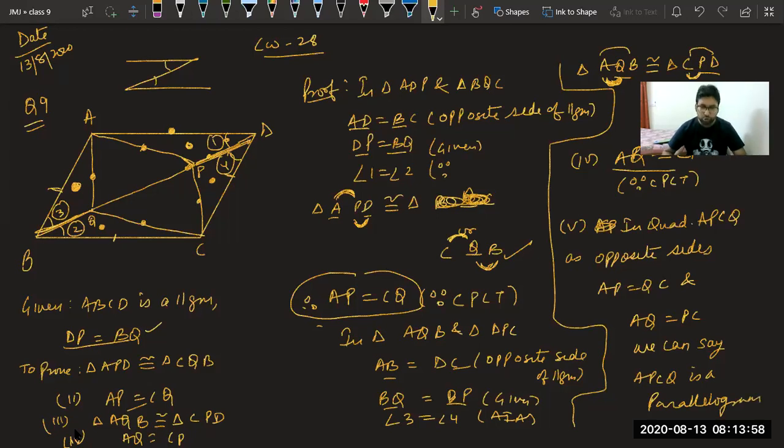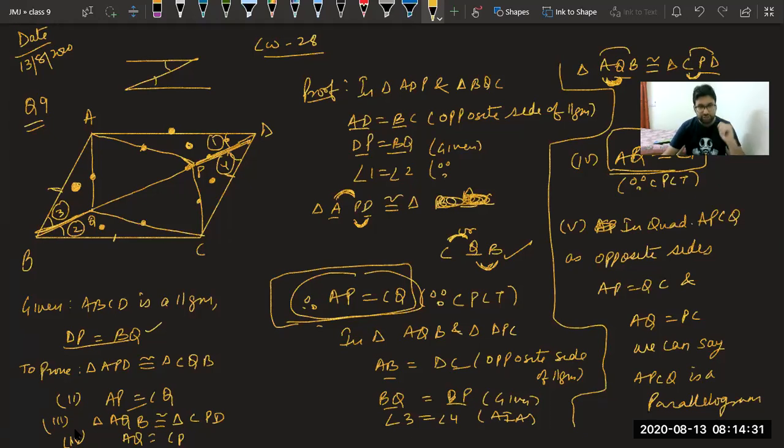Anyone having any issue, you can ask right now. Sir, where did we prove? Beta, you have proved this. APCQ we want to prove a parallelogram. In the second part we have proved AP equal to CQ. See this thing. In fourth part we have proved AQ equal to CP, and we know opposite sides are equal, so it is a parallelogram. Moksh, sir, but we did not prove them parallel.